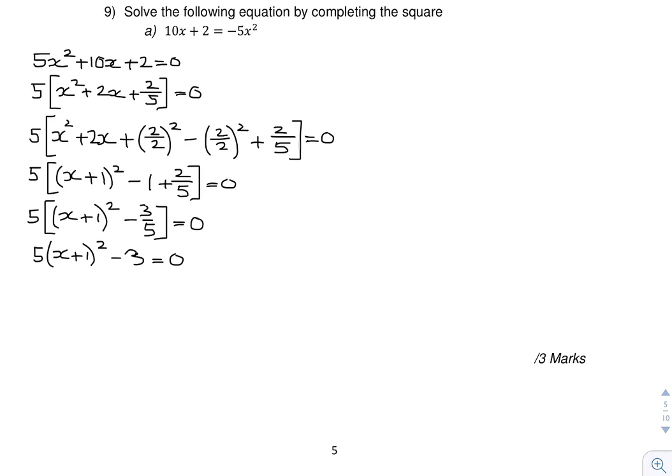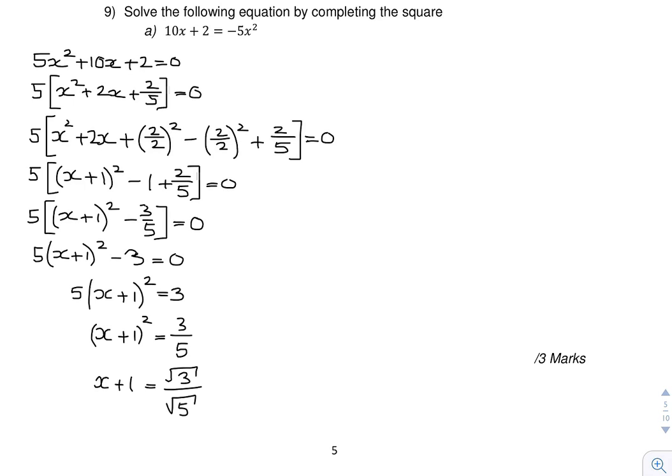We're going to combine together that negative 1 plus 2/5 to get negative 3/5, and now expand that 5 out, leaving us with a complete square, or an equation where we have completed the square, of 5 bracket x plus 1 all squared minus 3. This is the complete square portion, but we have not yet solved. So to solve this, we're going to plus 3 to both sides, divide by 5, take the square root of that answer.